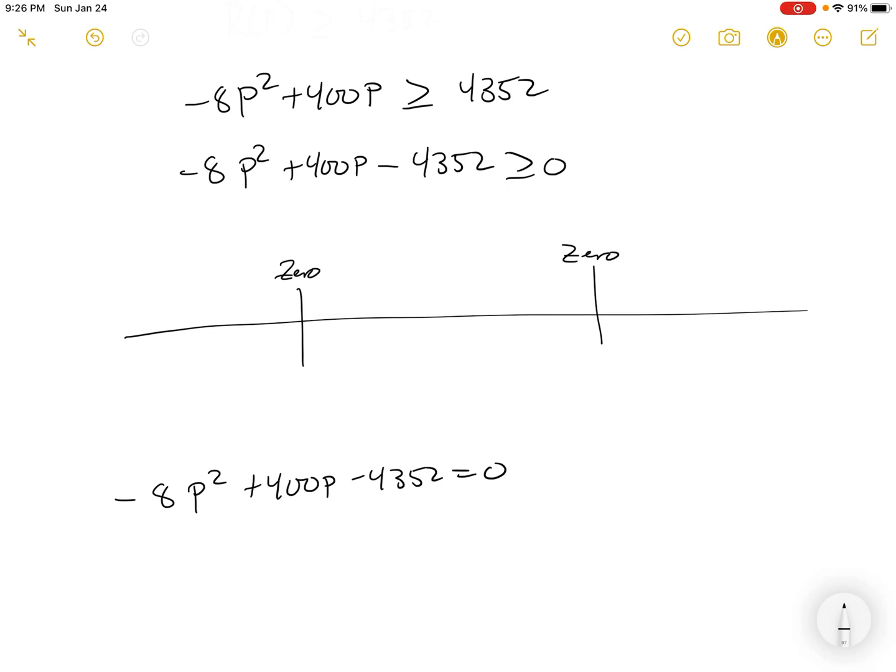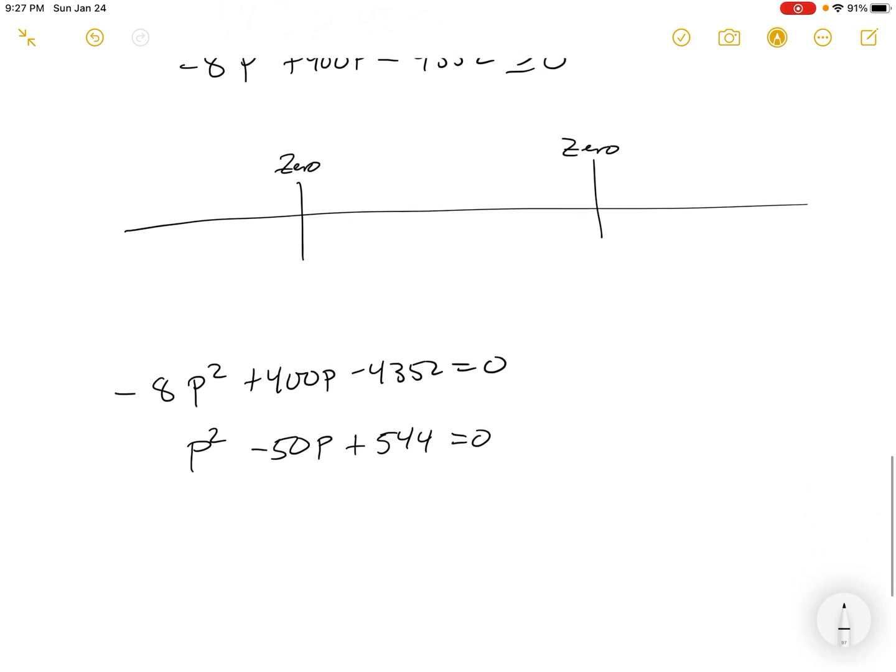Well, what's the first thing you should do? Divide everybody by negative 8. As you do, you're going to get negative 50, which you already knew. And 8 does go into 4352. It's going to make it positive. And using a calculator, because I can't do that very easily in my head, I get 544. Now, you don't want to go to the quadratic formula. You're going to have huge numbers. Just think about the factors of 544. We need some that add to be 50.